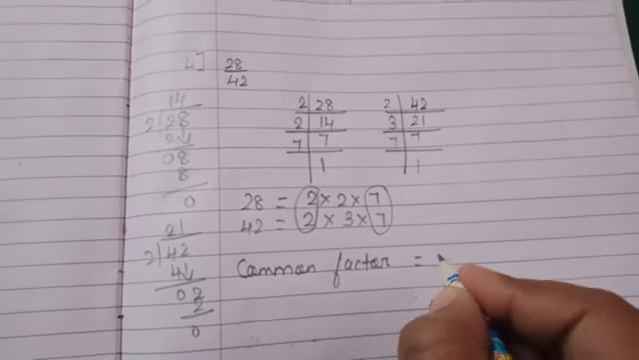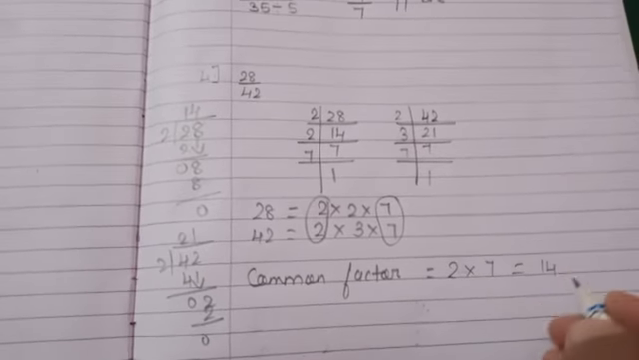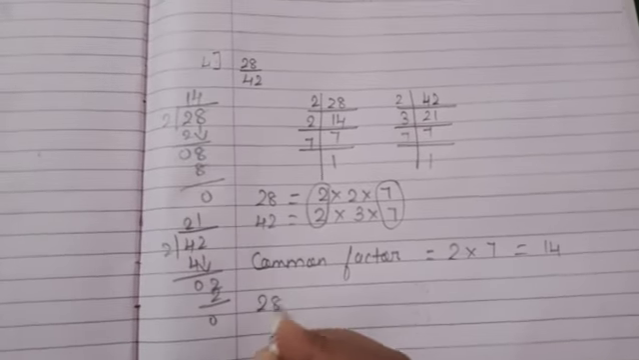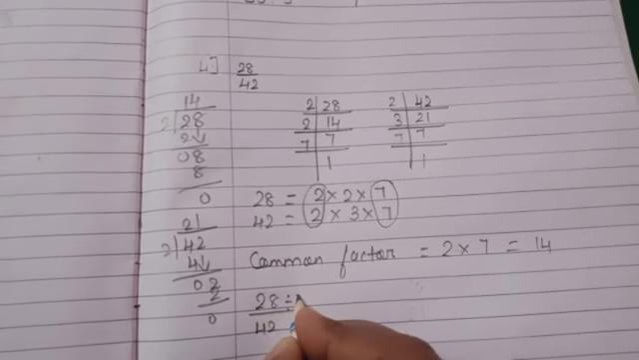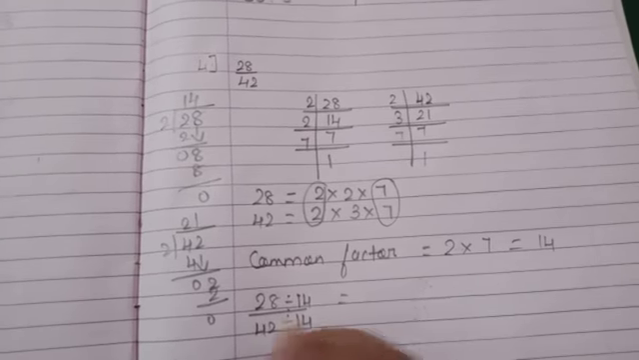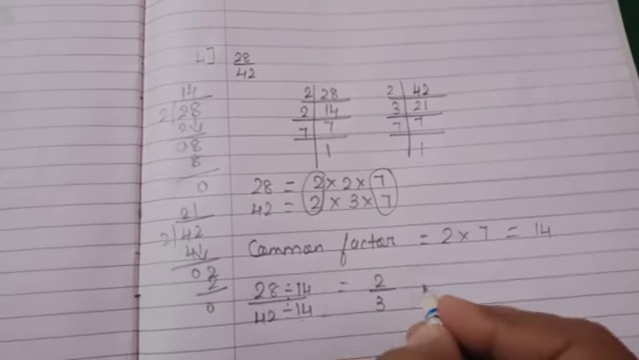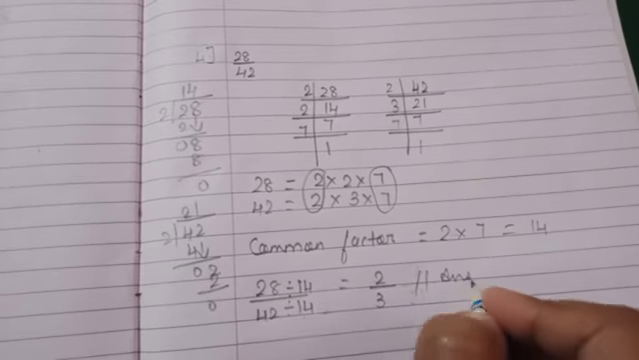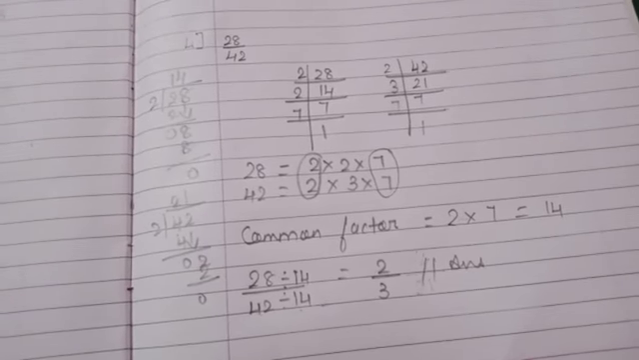In the common factor we will write 2 multiplied by 7. So 2 7s are 14. So 28 upon 42 we will divide by 14. 14 2s are 28 and 14 3s are 42. So 2 upon 3 is our answer. Okay students, the remaining sums you have to do from the PDF.